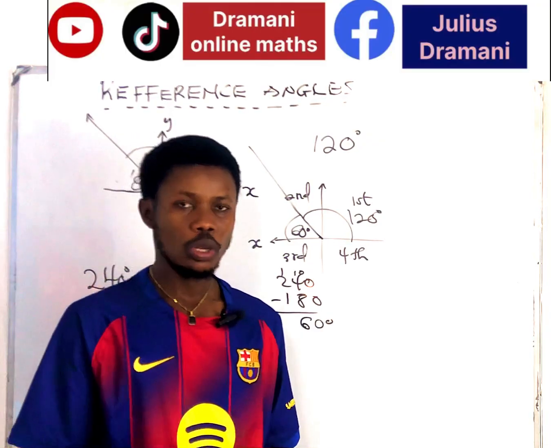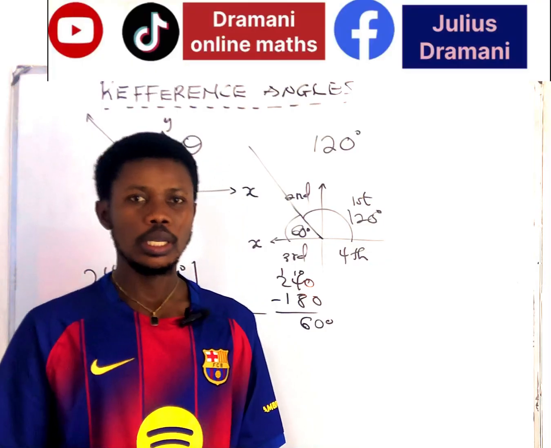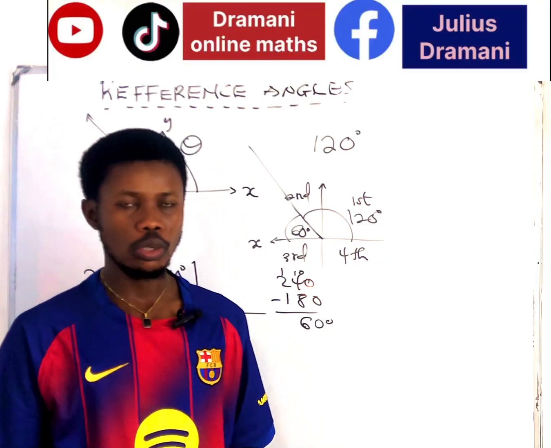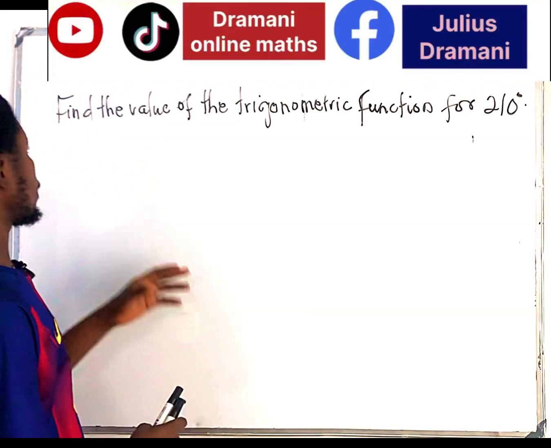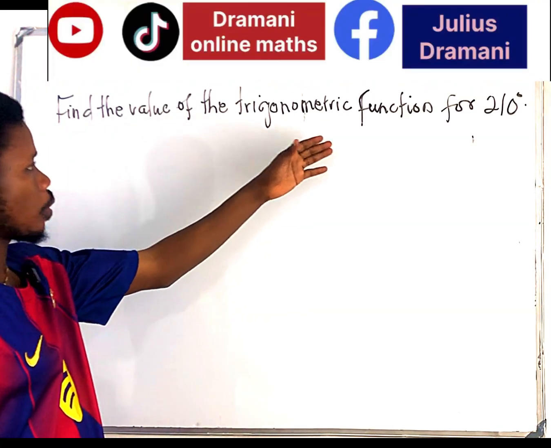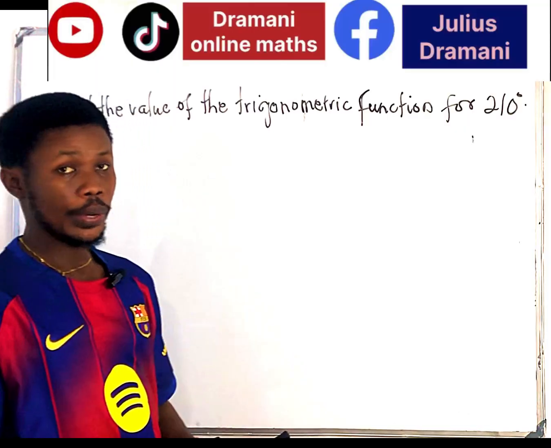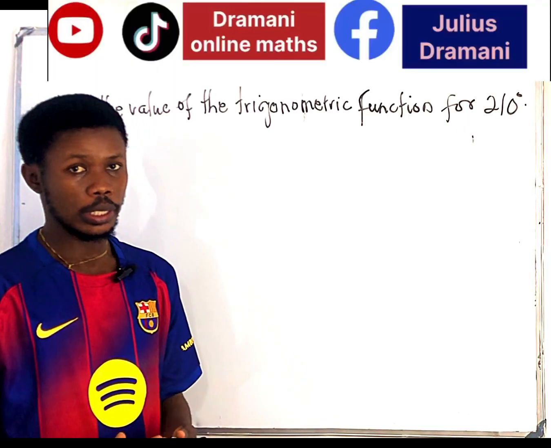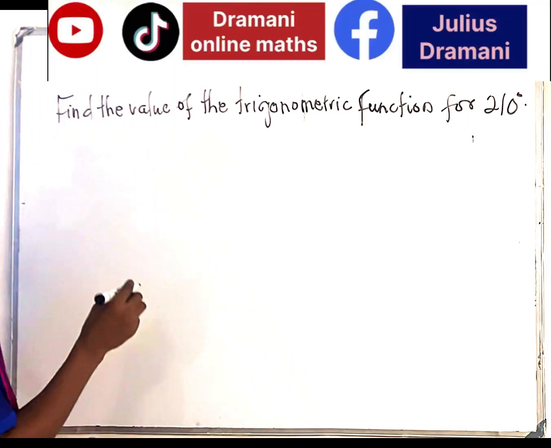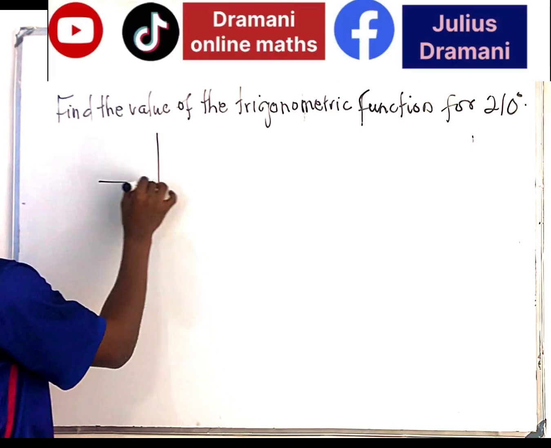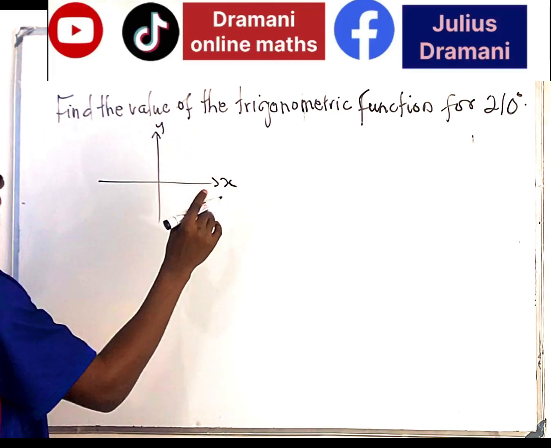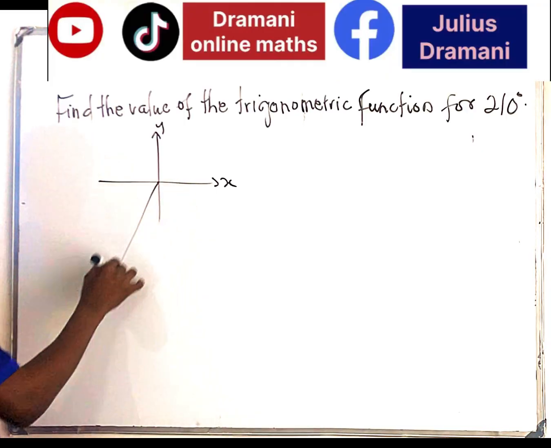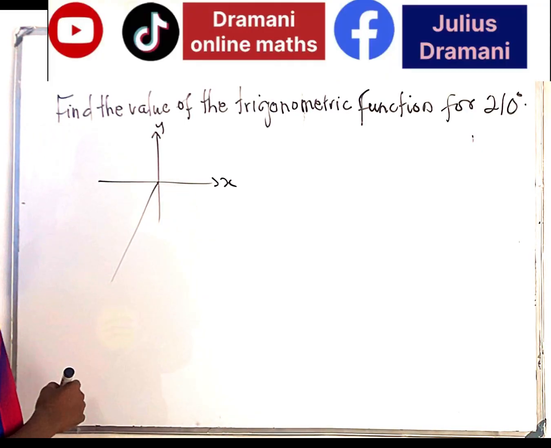Are we good? So let's look at some examples and how reference angles are used in solving trig ratios or trig questions. Now let's look at this example. Find the value of the trigonometric functions for 210. So per what you have learned, we are going to apply it. So I'll draw my Cartesian plane like this. This is my y, here's my x. I know 210 will be at the third quadrant.